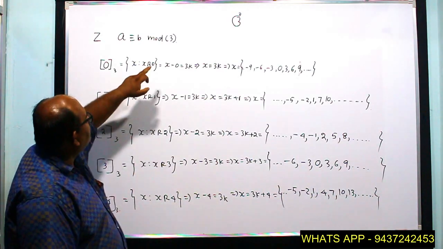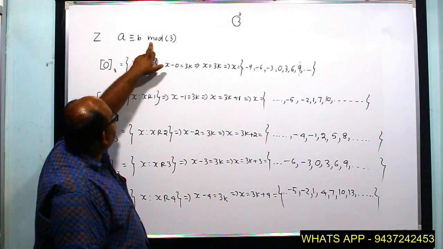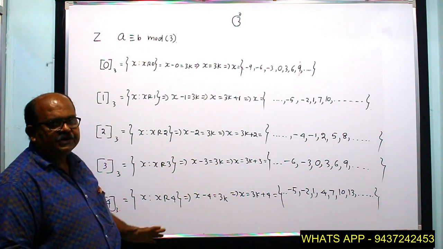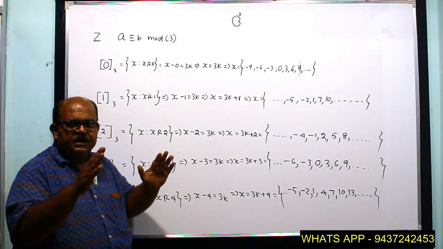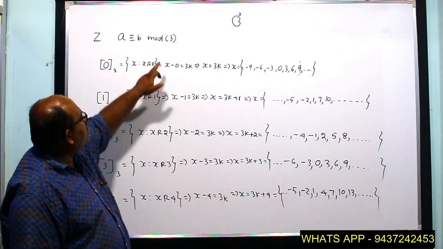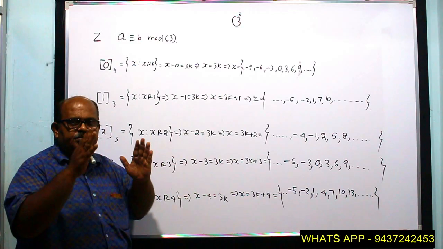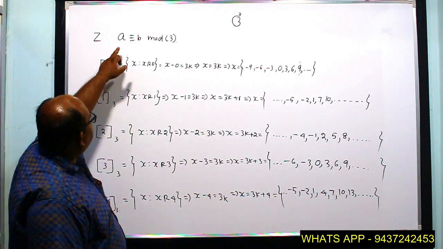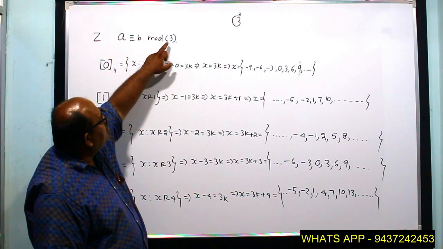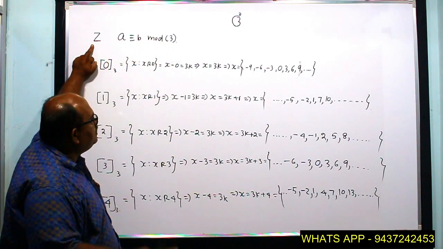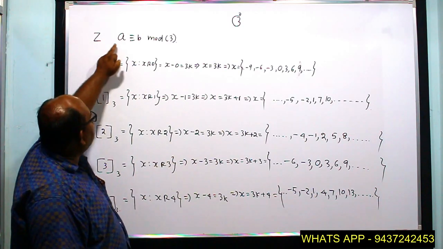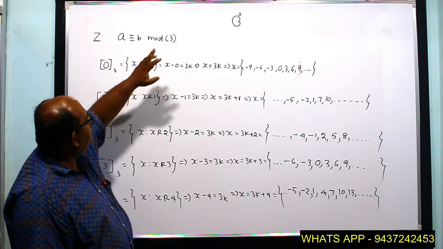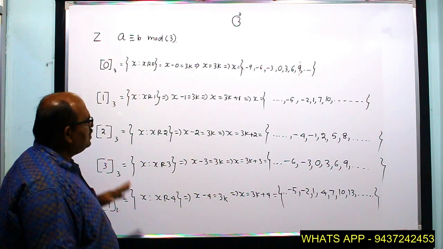And another point to keep in mind: if it is a congruent to b mod 5, then 5 equivalence classes are possible. The integer set can be split into 5 equivalence classes. If we take mod 2, the integer set can be split into 2 equivalence classes. So the conclusion is, a congruent to b mod 2, the integer set will split into 2 equivalence classes only. Similarly mod 3, it splits into 3 equivalence classes. Mod 5, it will split into 5 equivalence classes.